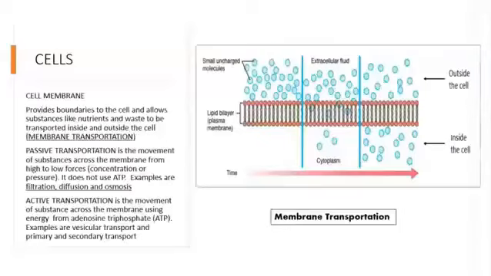So the next topic is membrane transport. What's the job of the cell membrane? Obviously, it is to provide boundaries to the cell, but not only that, but also to allow cell transportation, meaning to allow things to go inside the cell and things to go outside the cell.